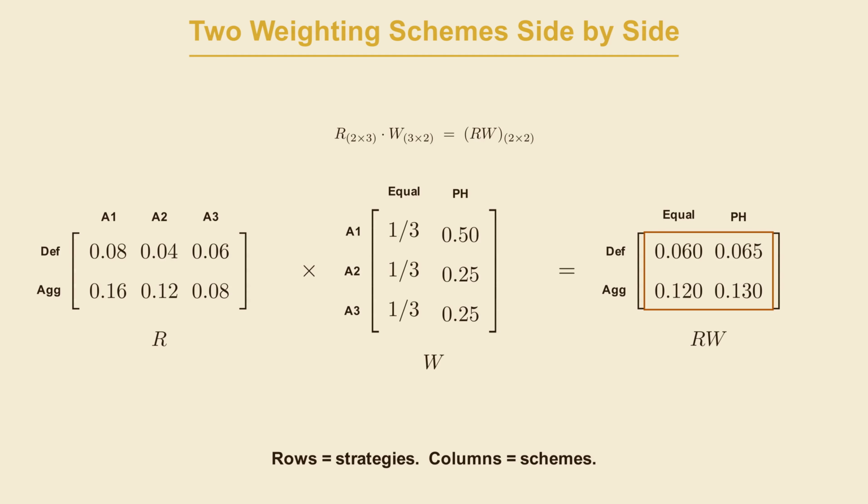Notice also what changed between the two weighting schemes. Equal weighting gave 6% defensive and 12% aggressive, but the promising heavy weighting gave 6.5% and 13% for the aggressive. The aggressive strategy benefits more from concentrating on the most promising position, because the spread between the best and worst positions in that aggressive row is much wider. So we know that using the promising heavy weighting is more important for the aggressive strategy.